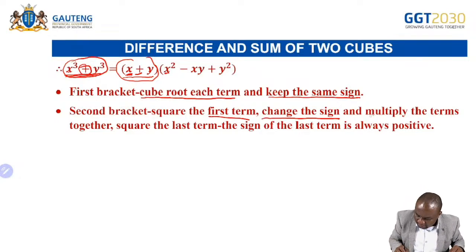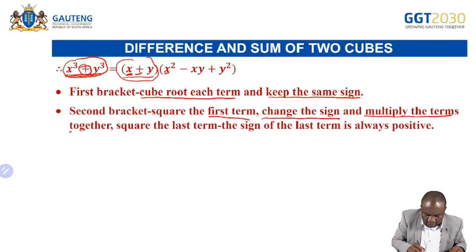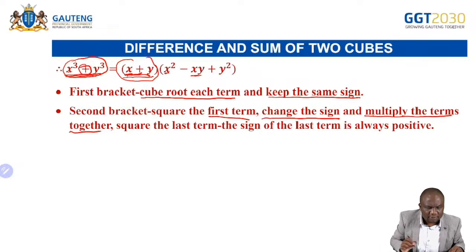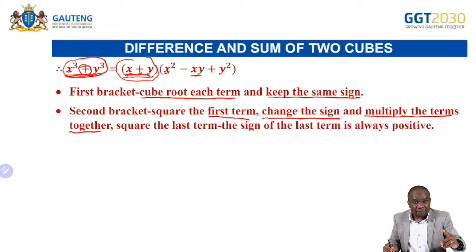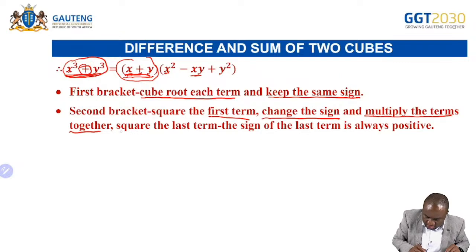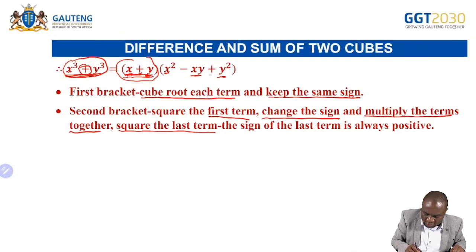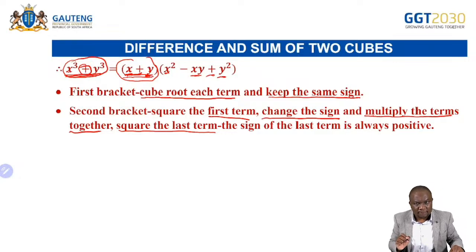And then multiply the terms together. Multiply these terms, x and y. You say x times y. What do you get? xy. Square the first term, change the sign, multiply the terms in the first bracket. And then we're almost at the last step. Square the last term: squaring y, you get y squared. And the last operation is always plus. This is how we factorize the sum of two cubes.